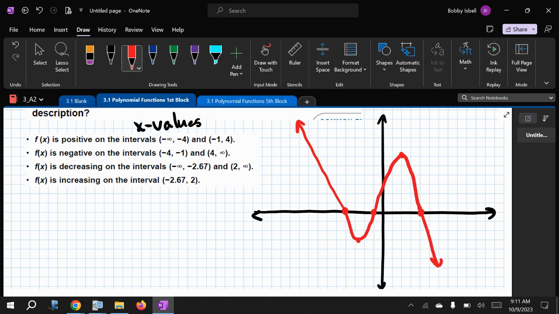It's increasing over the interval from negative 2.67 to positive 2. That's an increasing interval. It's going up and to the right, correct? It's decreasing from negative infinity to negative 2.67. That's where that's at. And it's decreasing from 2 to positive infinity. That's a decreasing interval there. So based on this verbal description, we were able to get a graph of a polynomial.